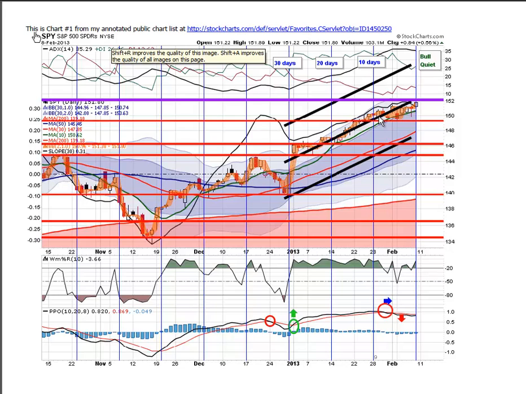The regression line is in the floodplain, as has price, which has been riding the northern edge of the river here, which is the 30-period Bollinger Band plus or minus 1. The floodplain is plus or minus 2. You see the slope of the regression line up is still very strong.